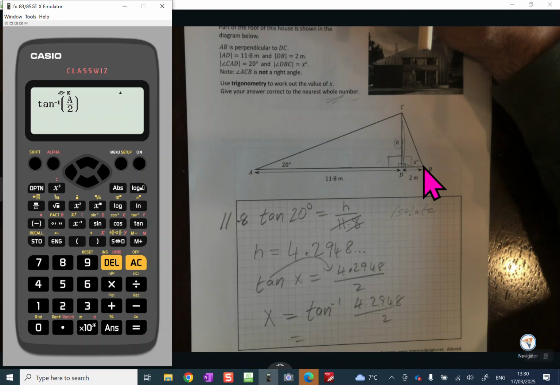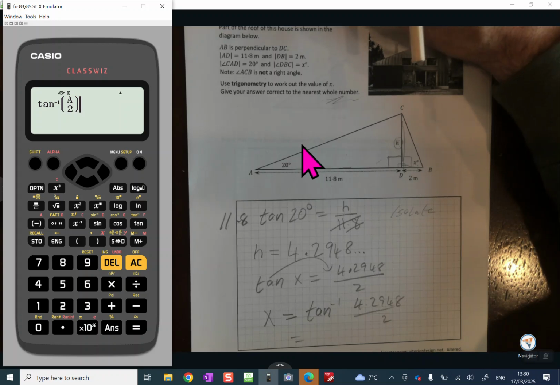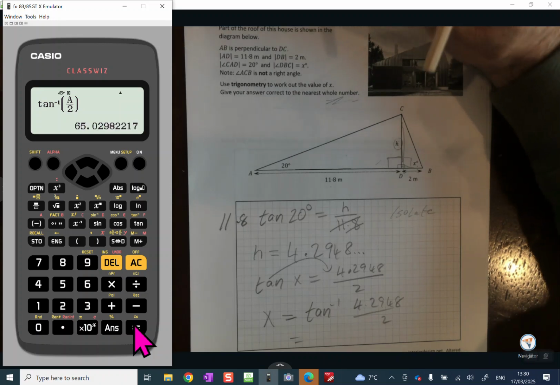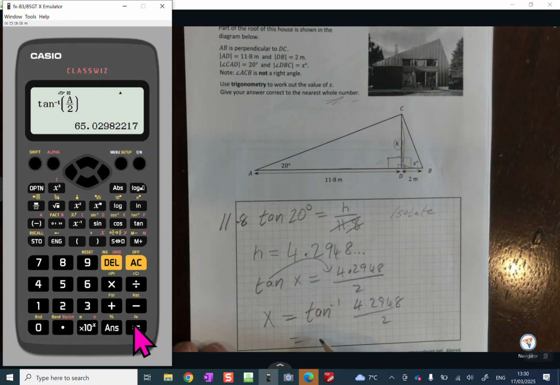I have a little guess first. Should we expect x to be bigger than 50, bigger than 45 for sure. We're expecting 60, 70, 80, 70 or 80 degrees is what we're expecting. So it's a good idea to do that, and 65 degrees, fine. Okay, so x equals 65, and we want to round that. Well, rounding that is very easy, 65 degrees.